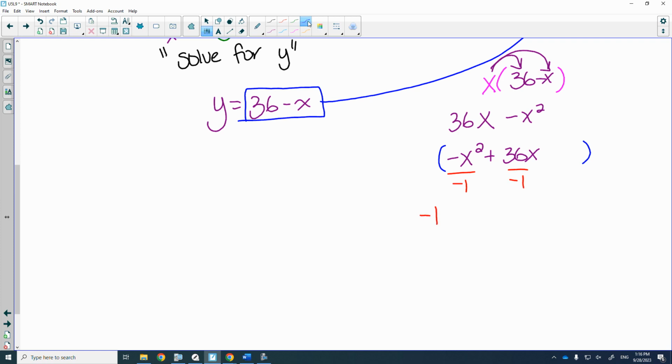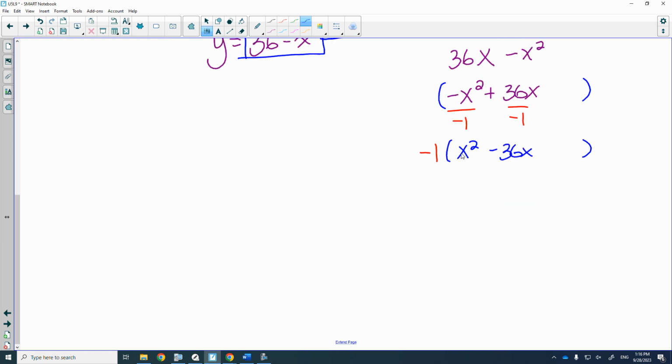Negative 1 comes out, and you're going to have x squared minus 36x. Leave yourself some space. Go to the 36 and create your magic number. So what would my magic number be? What's 36 divided by 2? Positive or negative? Negative 18. Square that. Does anybody have negative 18 squared? 324.